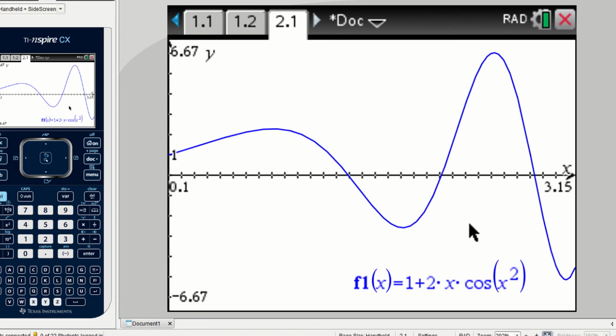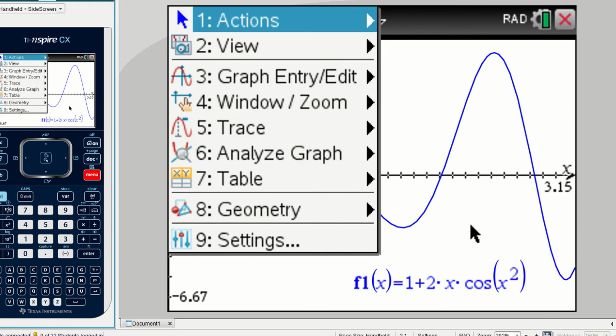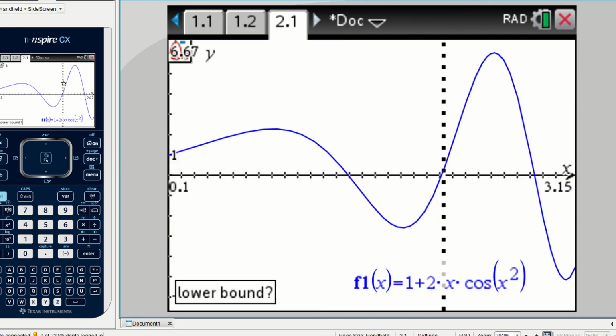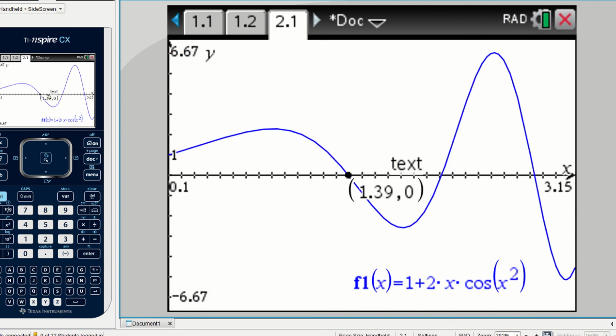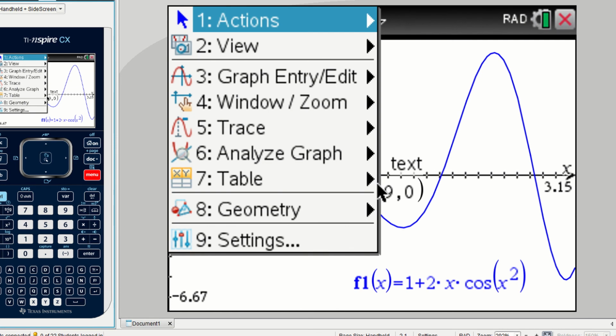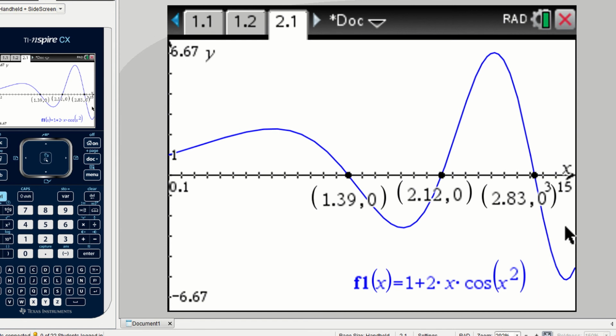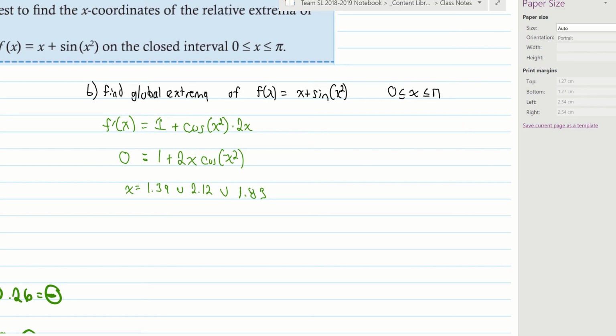Okay, I typed my function into f1 of x, and now notice I have 3 zeros. That's why using the graphing calculator is important. So let's go ahead and analyze the graph. Let's find all our zeros. It asks for a lower bound, so let's choose a lower bound here, and let's choose the upper bound right there. There's my first 0. Let's do this 3 more times. I'm just going to skip to the end. Okay, I did the process 3 times, and I got my 3 zeros. Now we're going back to the function.